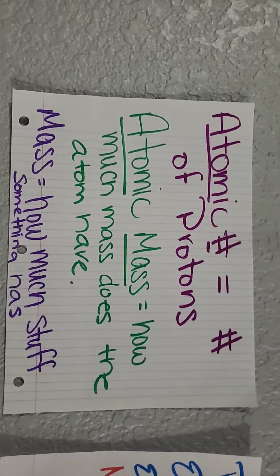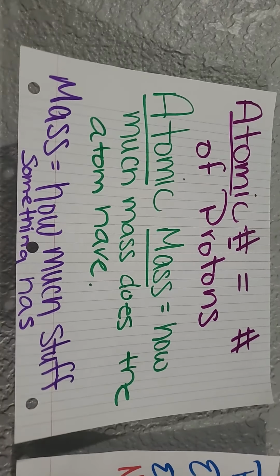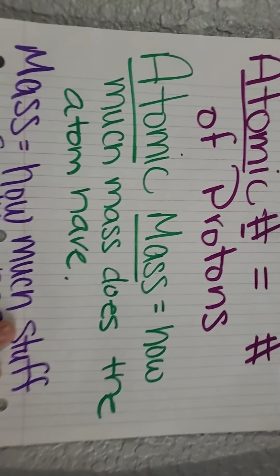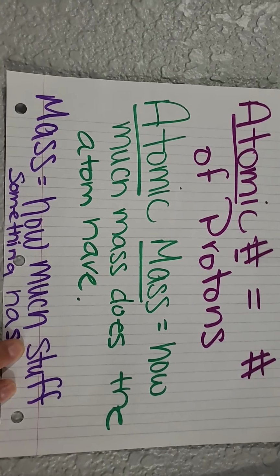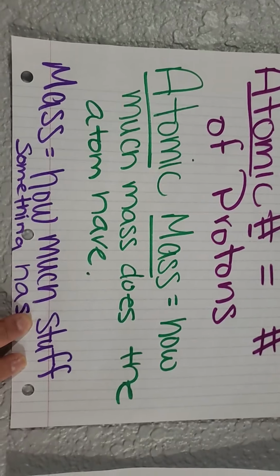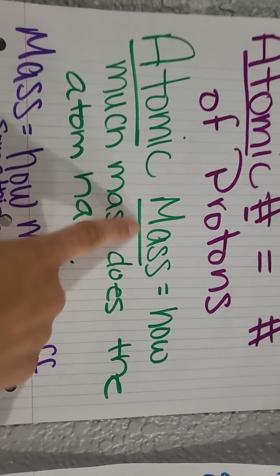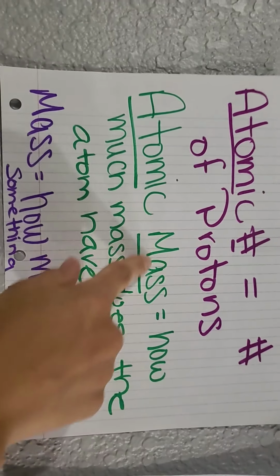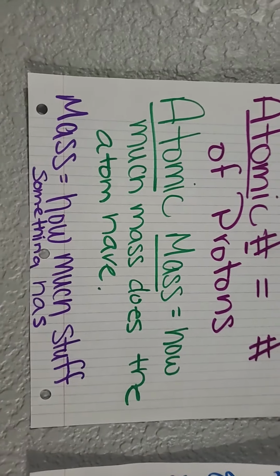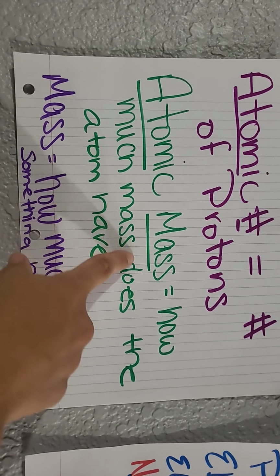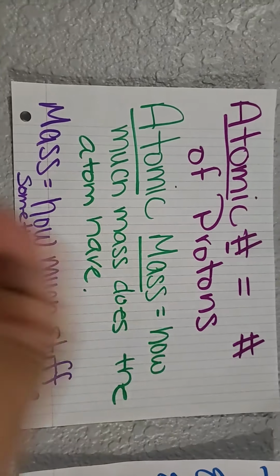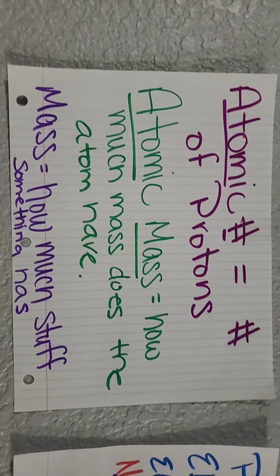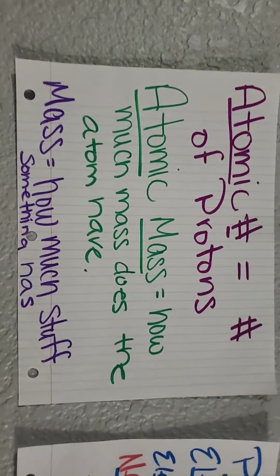Okay, so our atomic number, guys, this is the number of protons. Remember, we talked about protons. Those are the positive charges in our nucleus. Atomic mass is how much mass the atom has. Well, what the heck is mass? Mass is how much stuff in general something has, okay? So the mass is going to be all of the atom's protons and neutrons added together.